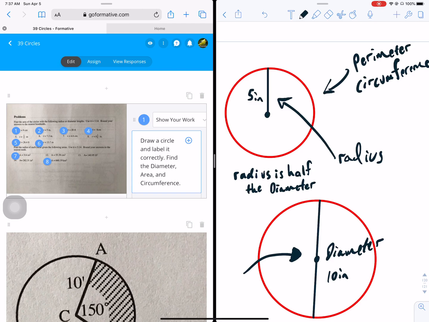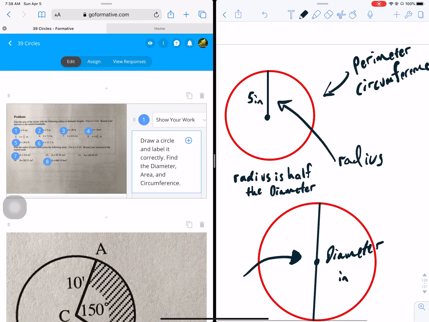If I tell you the diameter is 6 inches, then what's half of that this time? 3. And then vice versa. Let's try me giving you the radius. If I tell you the radius is 20 inches, then what's the diameter? Remember, the diameter is double the length. If I tell you 20, then what's the diameter? 40. So that is it.